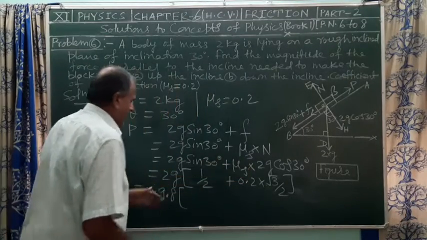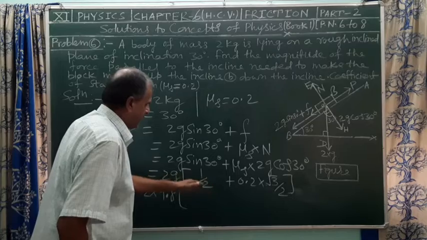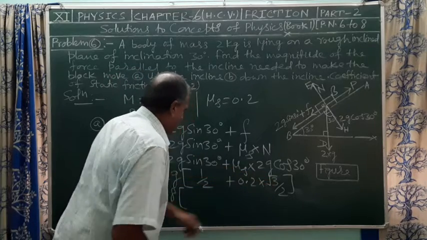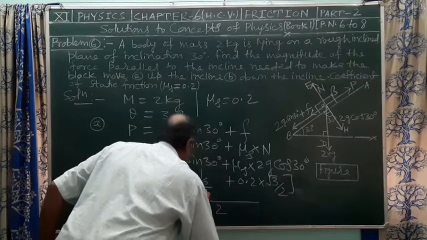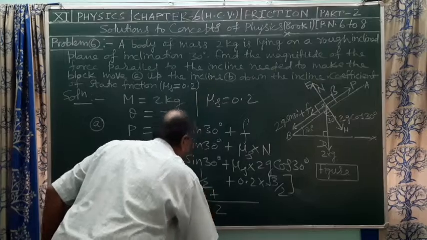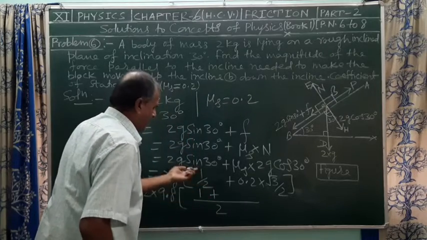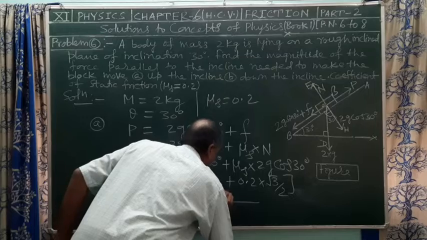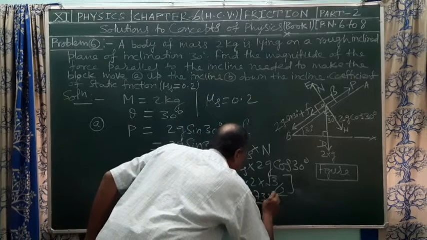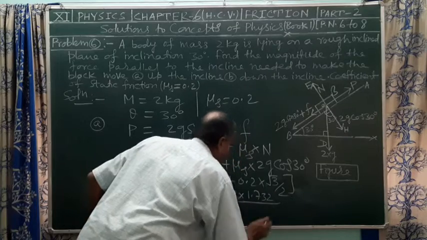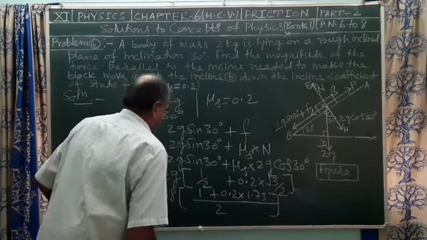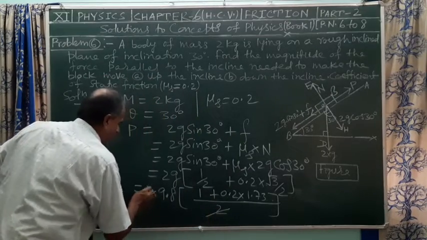Bracket is closed. Now the LCM inside the bracket is 1 by 2 plus 0.2 into root 3 upon 2, that is, LCM is 2. So in the numerator inside the bracket, 1 plus 0.2 multiplied by root 3, which is 1.732. We can write it as 1.73. So now 2 in the denominator and numerator will cancel out.